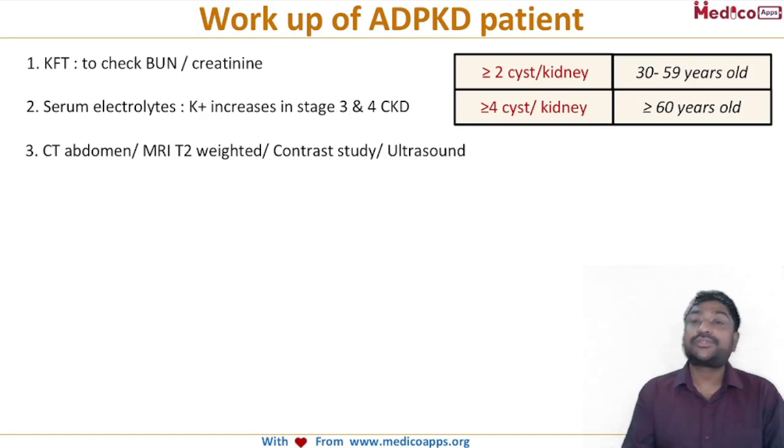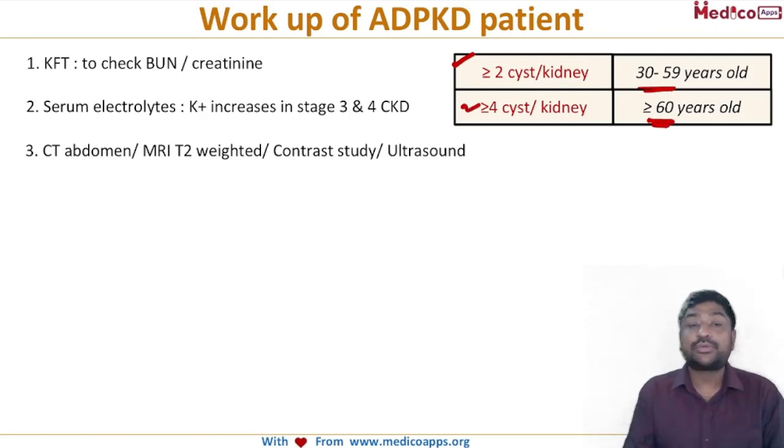So what is the number of cysts which, if found, we will confirm the diagnosis or at least raise a high index of suspicion toward adult polycystic kidney disease. If the patient age is from 30 to 60, then more than two cysts will make you think towards this diagnosis. If the patient age is more than 60, then more than four cysts.